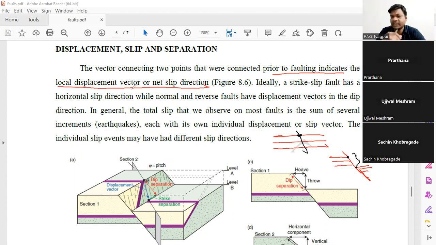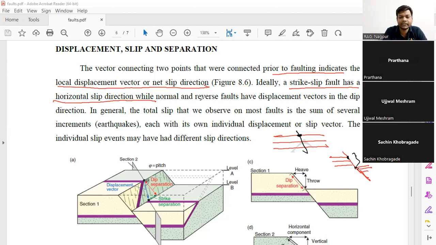The vector which connects these two points will be called the displacement vector or net slip direction. Now, ideally, a strike slip fault has a horizontal slip direction, because it is a horizontal fault, and hence it will have a horizontal slip direction.